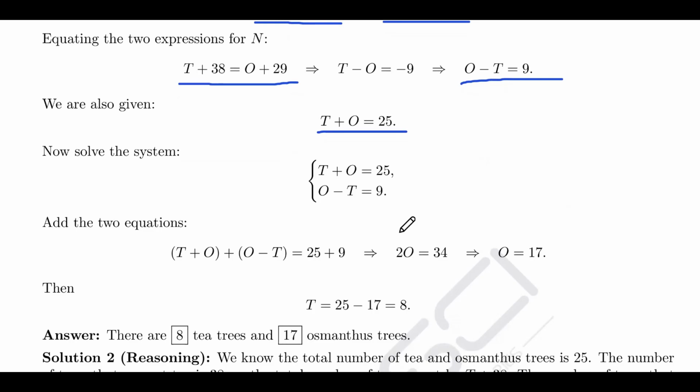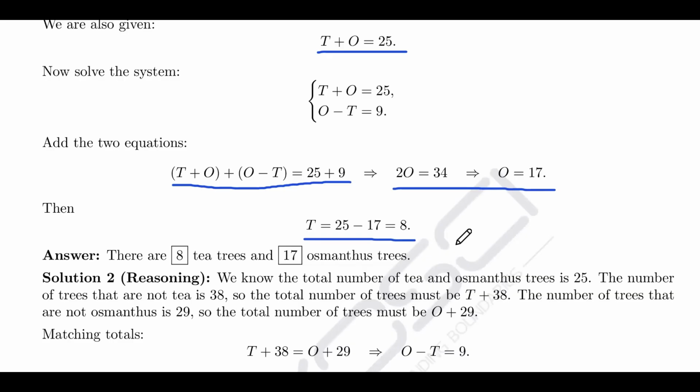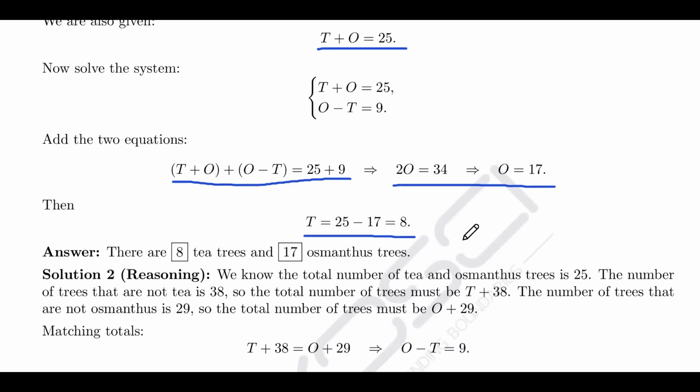T plus O minus T equals 25 plus 9, which simplifies to 2 times O equals 34, so O equals 17. Then T equals 25 minus 17, so T equals 8. Therefore there are 8 t-trees and 17 osmanthus trees.